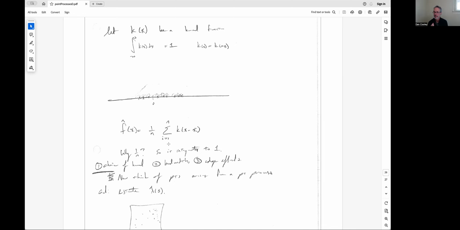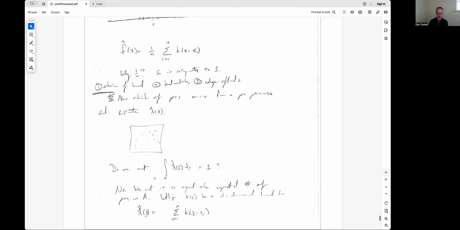Our intensity is not a density in the sense that it returns a probability. What it returns is the expected number of points at a location. And so that expected number of points is not constrained to take on values between 0 and 1. It is constrained to be positive, of course, but is not constrained to be between 0 and 1.